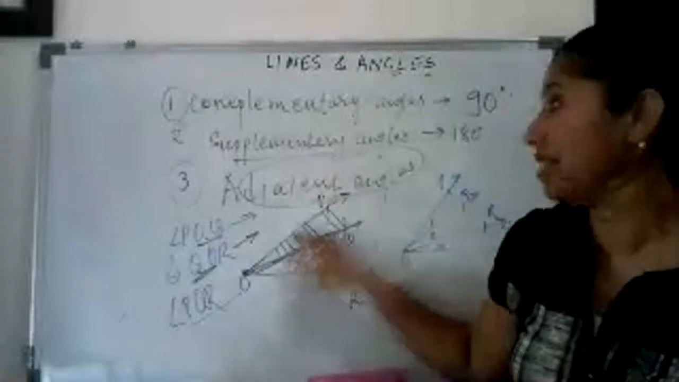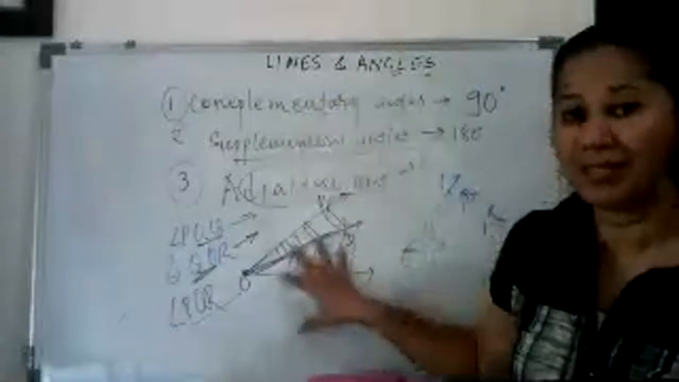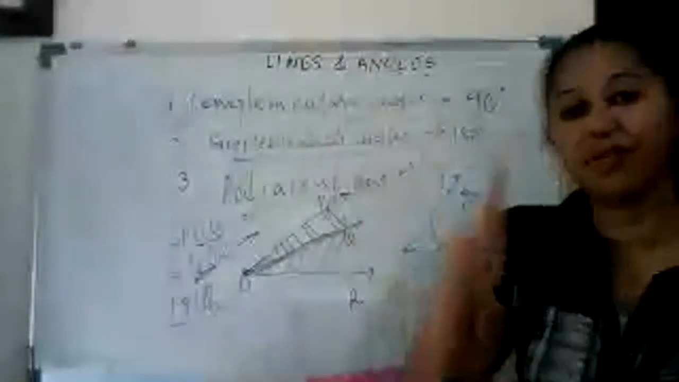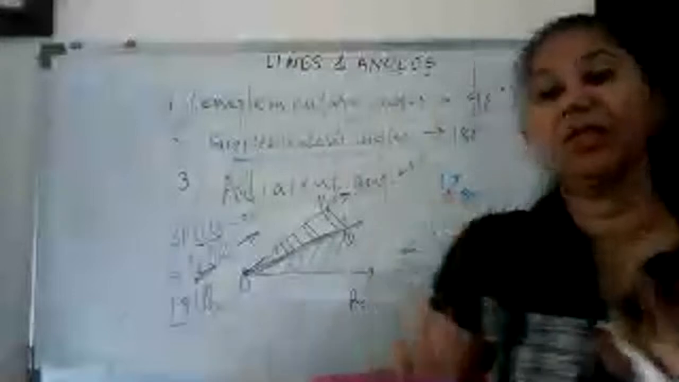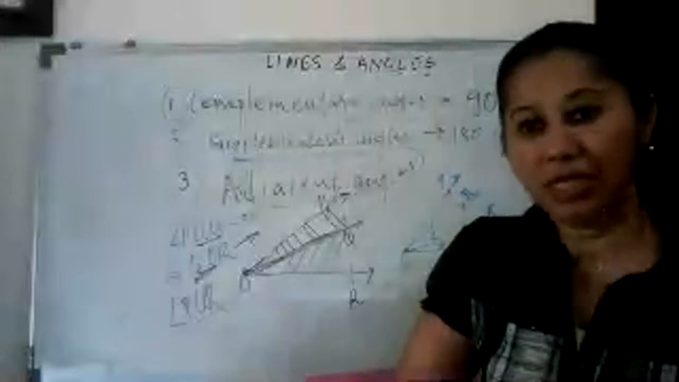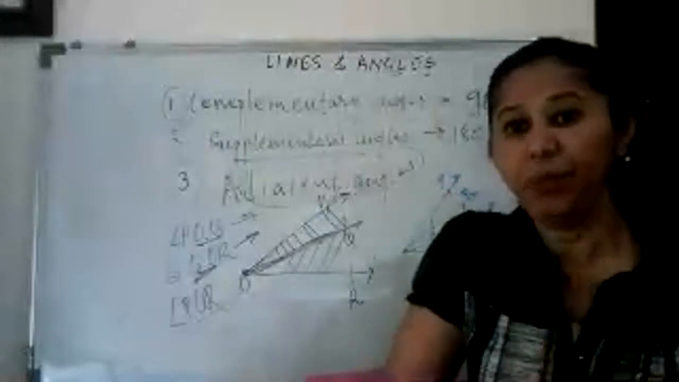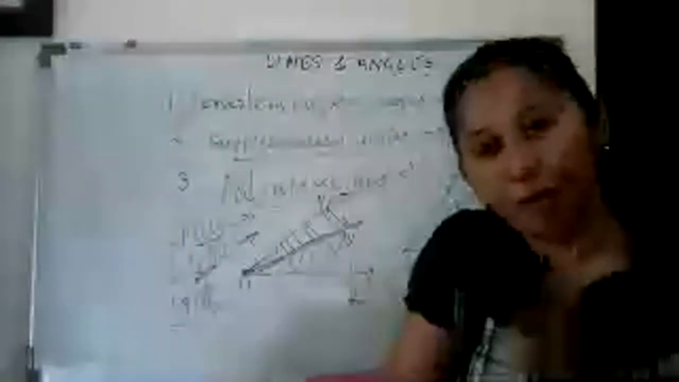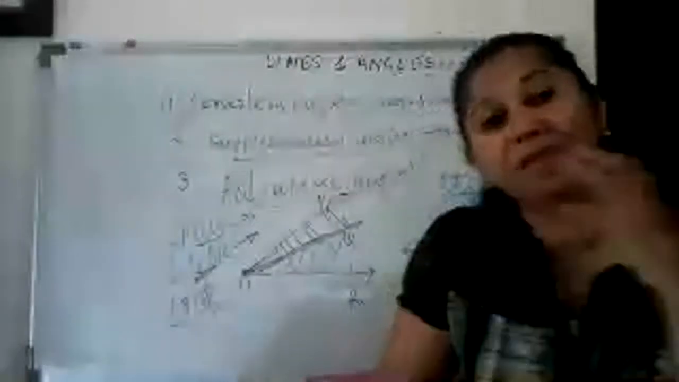And these adjacent angles could be complementary also. This adjacent could be supplementary also. That we will see further in next class. So till now, we are talking about these 3 different types of angles, the basics of lines.